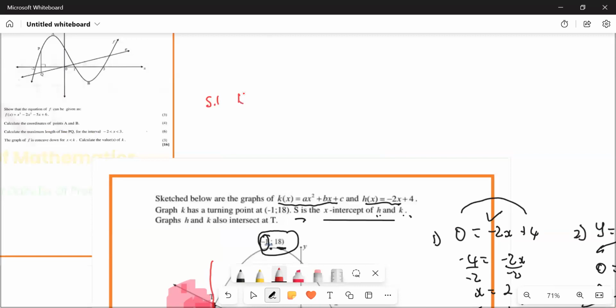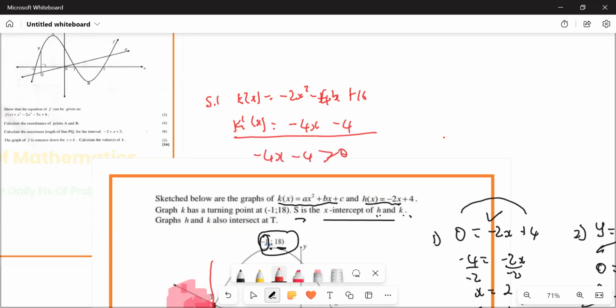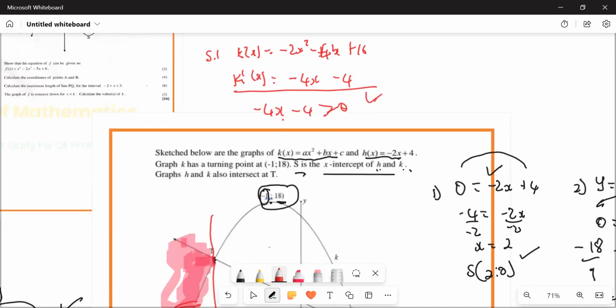Again, we know what k of x is. What is k of x? -2x squared plus 4x minus 4x plus 16. If you get k prime of x, you're going to get -4x minus 4. And then we give you a mark for this. And then for concave up, it means -4x minus 4 should be greater than 0. We're going to give you a mark for this.